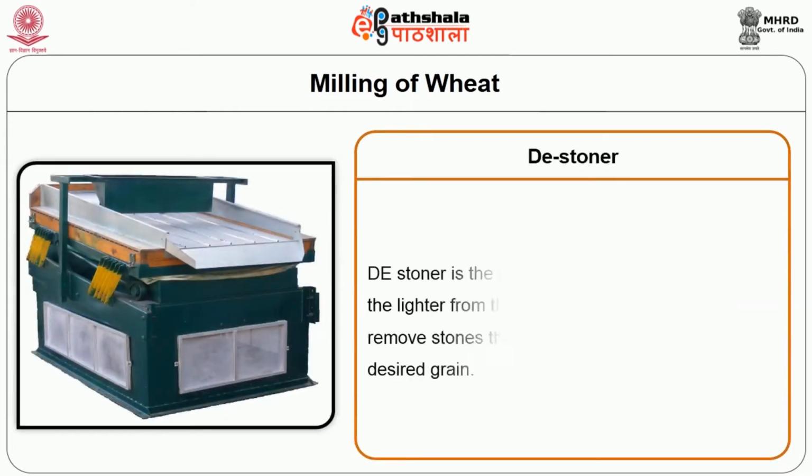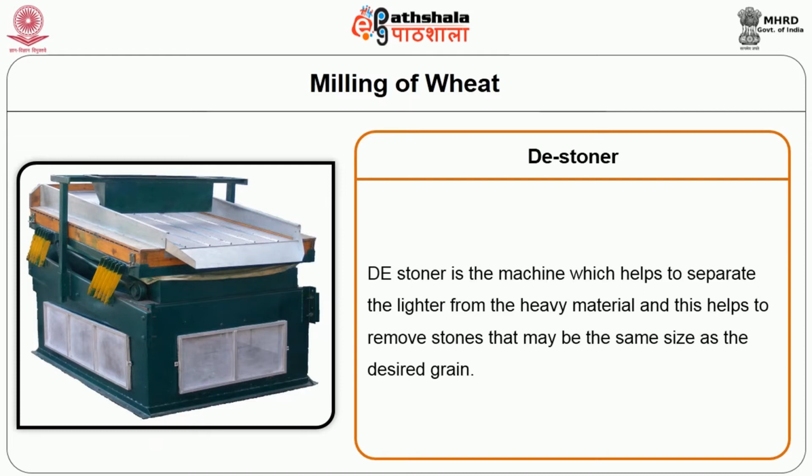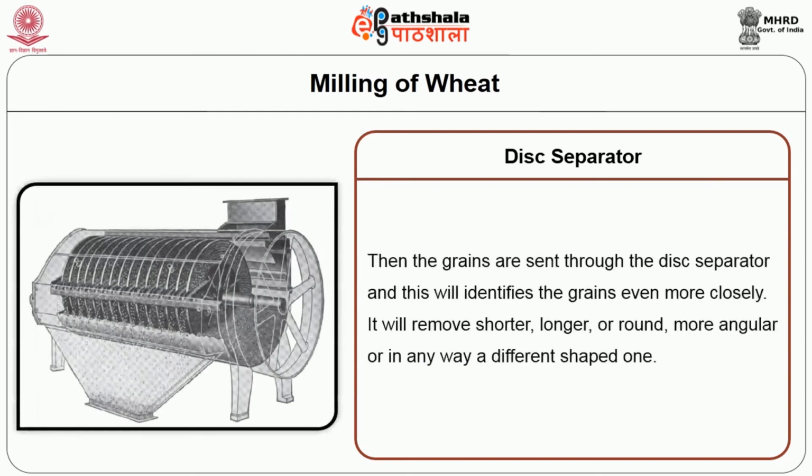And the next one is the destoner. It is a machine which helps to separate the lighter form of heavy metals, and it helps to remove the stones that may be the same size as the desired grain. The next equipment used is the disc separator. The grains are sent through the disc separator and this will identify the grains even more closely. It will remove shorter, longer or round or maybe angular or in any way different shaped ones.